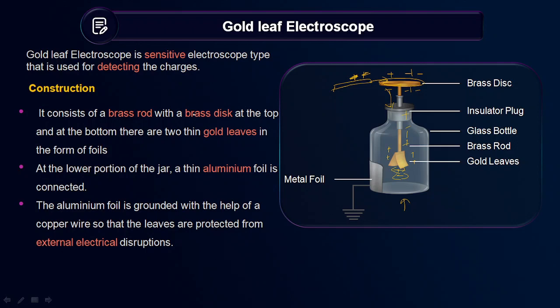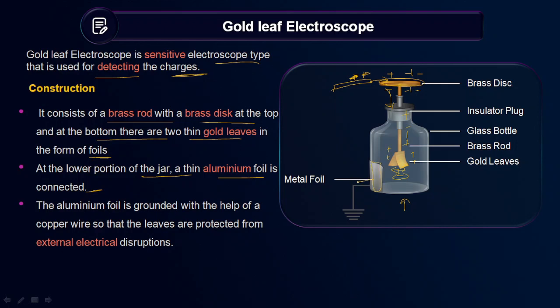So gold leaf electroscope is a sensitive electroscope type that is used for detecting the charges. Now construction will be, it consists of the brass rod with a brass disc at the top, and at the bottom there are two thin gold leaves in the form of foil. At the lower portion of the jar, a thin aluminum foil is connected. The aluminum foil is grounded, this part.